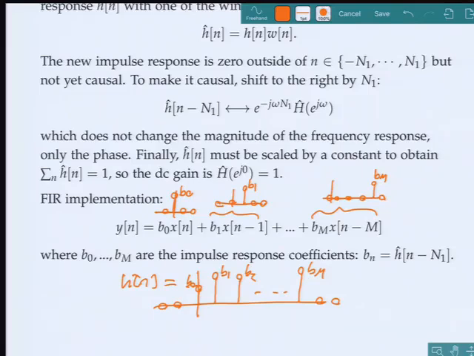The moment you add a little feedback, like y of n minus 1, you're going to get an infinite impulse response. There won't be a simple mapping of the coefficients. Did everybody follow this? Everybody's good with this? Okay.